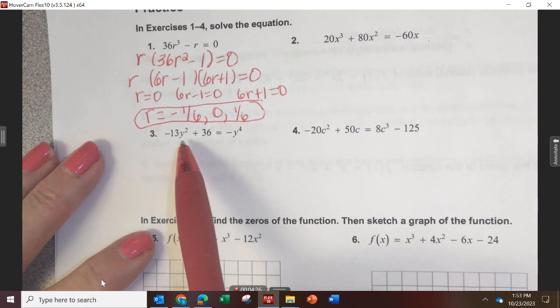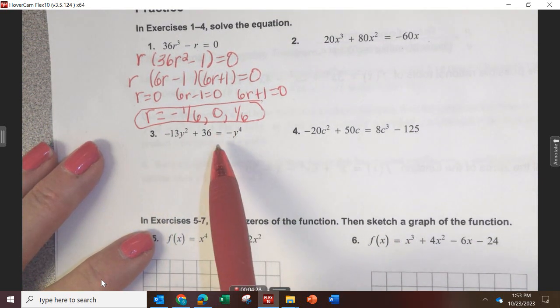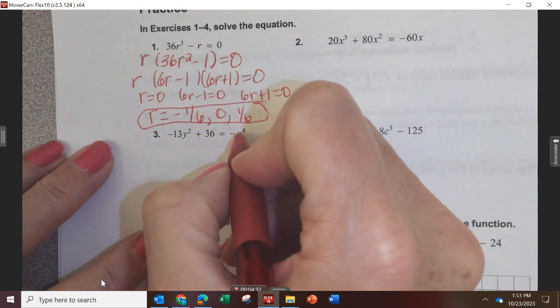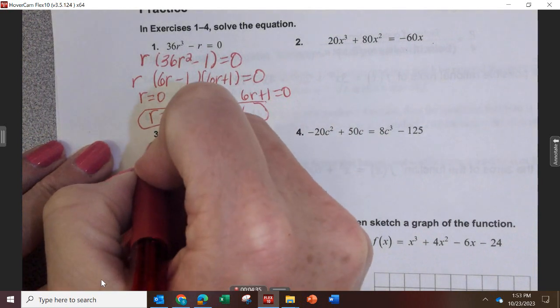All right, let's take a look at this now. What do we always have to get the equation set equal to first? Yeah. So I'm going to add y to the 4th over.